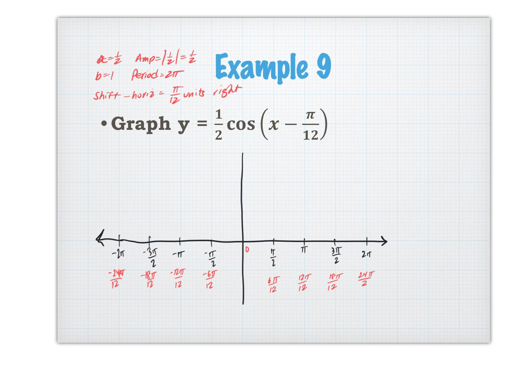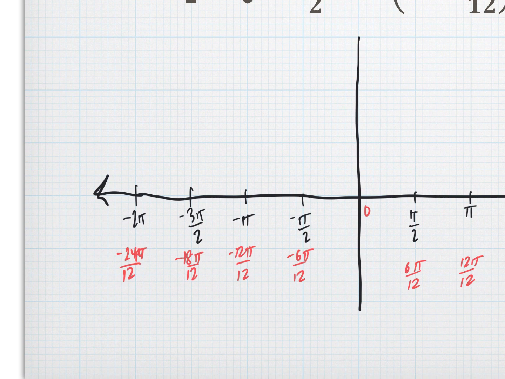And if I'm basically adding pi over 12 to each one, then I know that my new values are going to be here. If I'm adding pi over 12, this is going to be 23 pi over 12. This one is going to be minus 17 pi over 12. This one here is going to be minus 11 pi over 12. This one's going to be minus 5 pi over 12. Over on this side, it's going to be pi over 12.